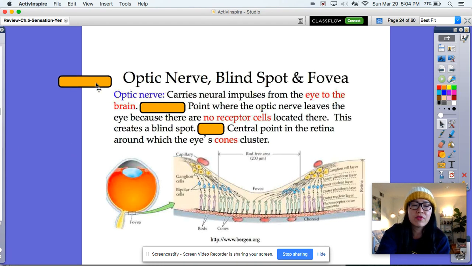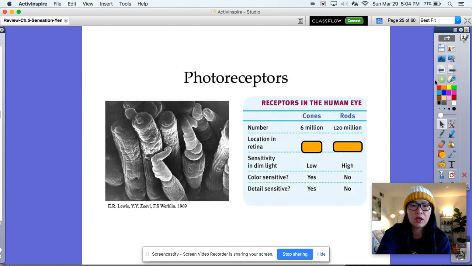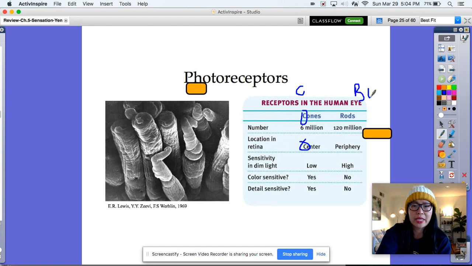This one, we have the optic nerve, which is going to carry information from the eye to the brain. Sorry, that's my dogs. Blind spot is basically where there's not going to be any receptor cells. Okay, and then the fovea is where the cones cluster because it's in the center and it has color. Alrighty, so again, cones is going to be all of your C words. So cones are in the center and deal with color, whereas rods are going to be in the peripheral and deal with black and white.